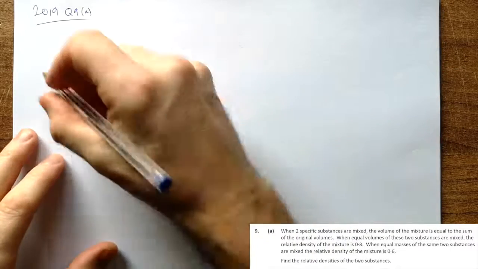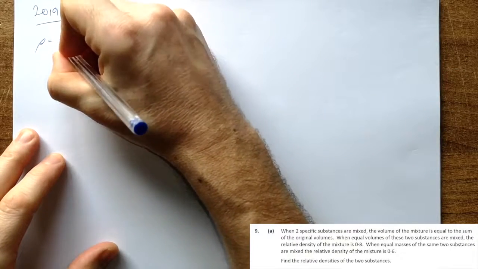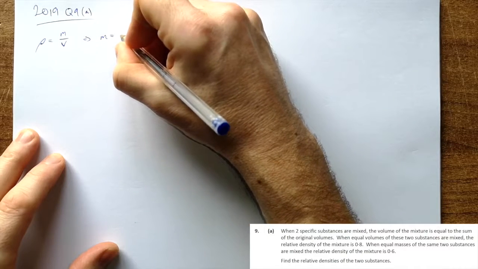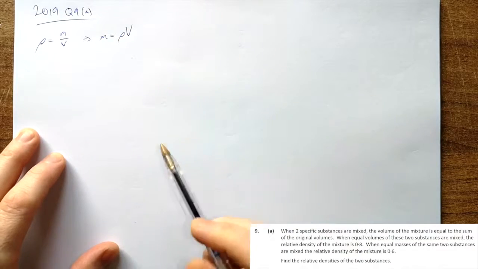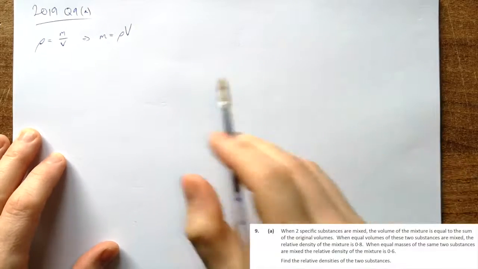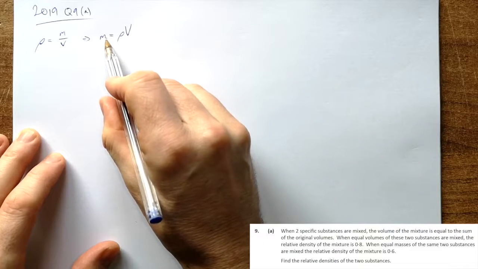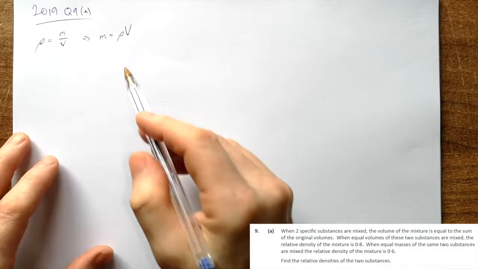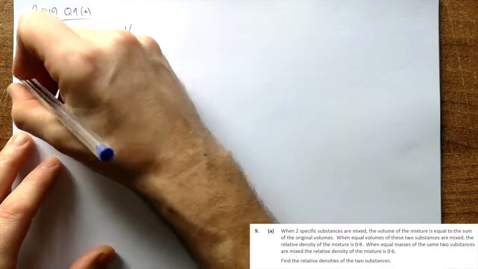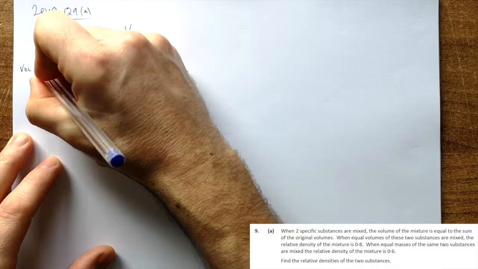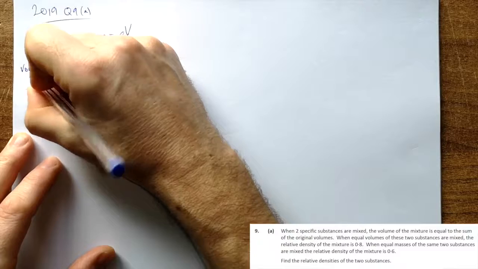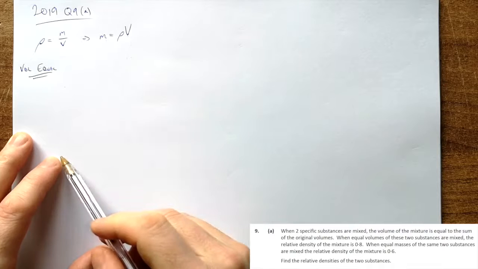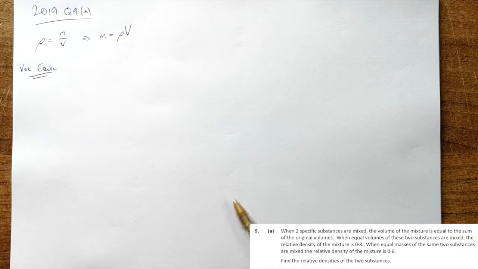Okay. Now, the thing to remember is, of course, our density equation is mass over volume. So we can relate these by saying the mass equals rho V. If we look at the first situation, where the volumes are equal, the mass has got to be different, because we're assuming for this question that the densities are different. So if the volumes are equal, we're going to relate that in terms of mass. And when the masses are equal, flip this around, and we're going to relate that in terms of volume. That's the key to this whole thing.